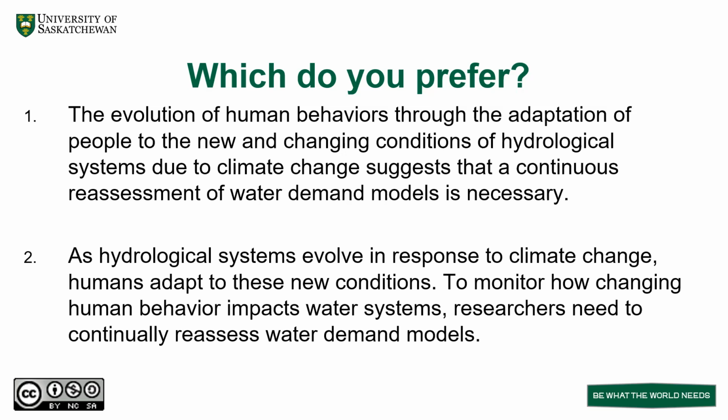So let's look at sample 1. The evolution of human behaviors through the adaptation of people to the new and changing conditions of hydrological systems due to climate change suggests that a continuous reassessment of water demand models is necessary. All right, sample 2. As hydrological systems evolve in response to climate change, humans adapt to these new conditions. To monitor how changing human behavior impacts water systems, researchers need to continually reassess water demand models. Which one do you prefer? Sample 1, sample 2, and what accounts for that preference?